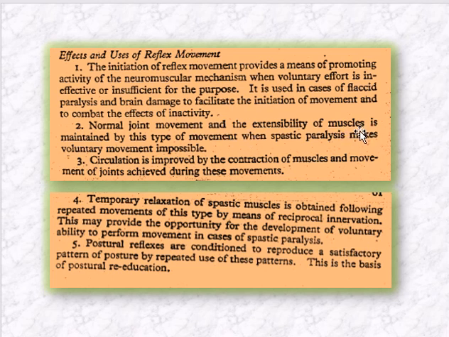Normal joint movement and sensibility of the muscle is maintained by this type of movement when spastic muscles make voluntary movements impossible. Circulation is improved by the contraction of the muscles and movement of the joint achieved during this movement. Temporary relaxation of the spastic muscle is obtained following repeated movements of this type by means of reciprocal innervation. This may provide the opportunity for the development of the voluntary ability to perform movement in case of spastic paralysis. Posture reflexes are conditioned to reproduce a satisfactory pattern of posture by repeated use of these methods. This is the basis of posture re-education.